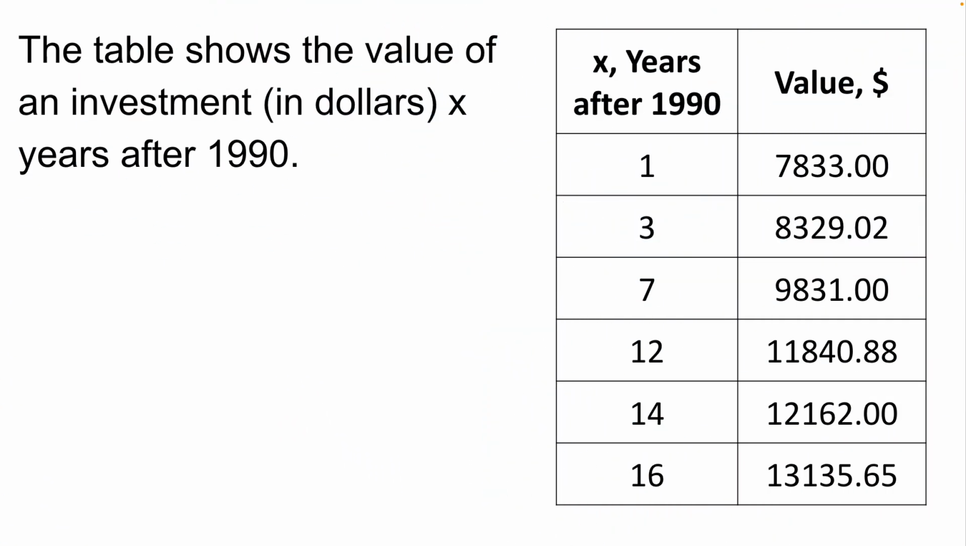For this problem, we are given a table of data. The data shows the value of an investment in dollars, X years after 1990. So in this table, on the left column, we see X, which is the number of years since 1990. These values range from 1 to 16. In the next column, we have the value in dollars, and the numbers range from $7,833 to a little over $13,000.